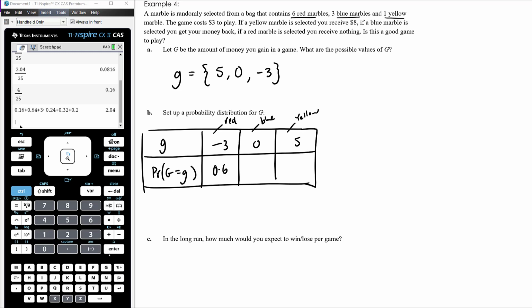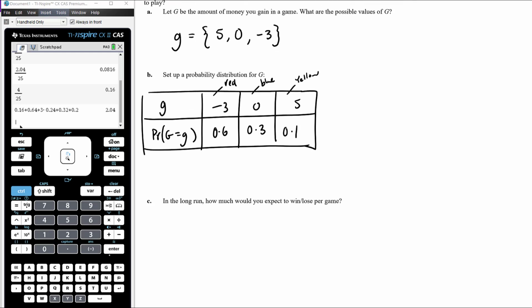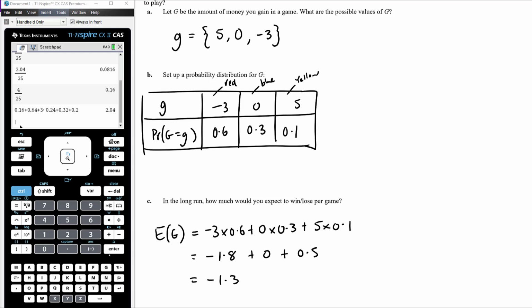Probability of choosing a blue marble is 3 out of 10, so that's 0.3, and therefore the probability of choosing a yellow is the remaining 0.1. So there's our probability distribution for G. In the long run, how much would you expect to win or lose per game? So we want the expected gain. The expected gain is going to be -3 times 0.6 plus 0 times 0.3 plus 5 times 0.1. So it's going to be -1.8 plus 0 plus 0.5, and so -1.3.